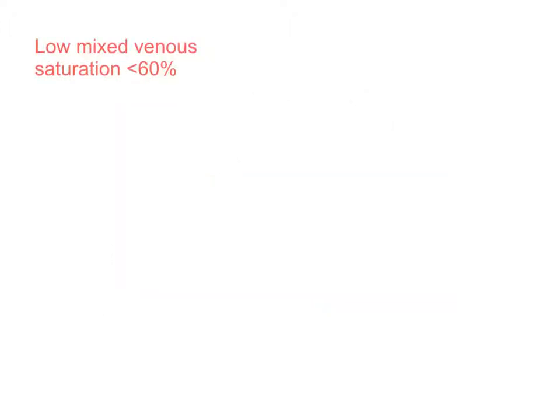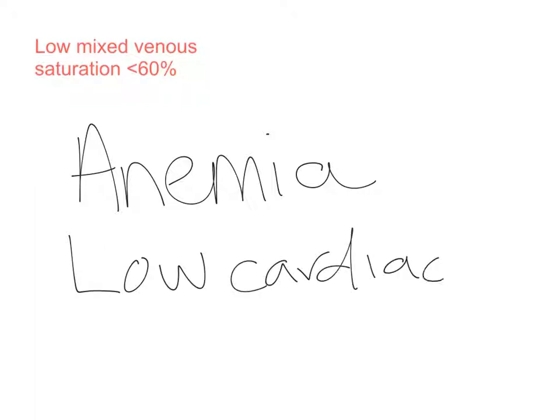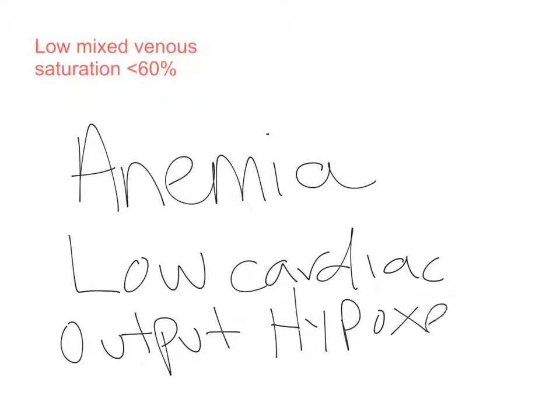A low mixed venous saturation is defined as a value less than 60%. This may be due to something like anemia, for which you would give the patient blood, low cardiac output, which you could augment by giving volume or pressors, or hypoxemia, which you can augment by increasing the patient's FiO2.